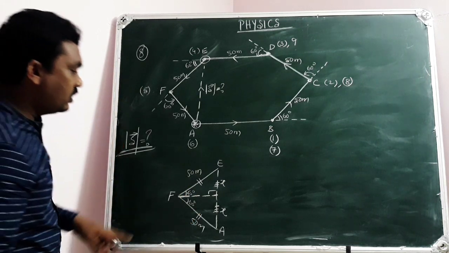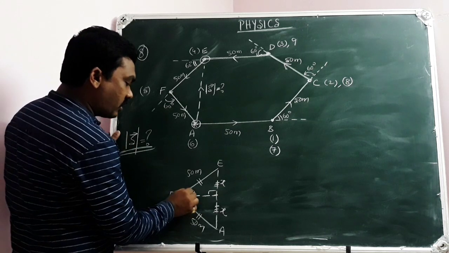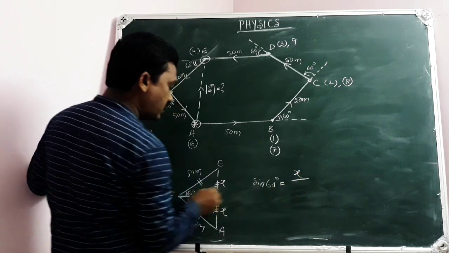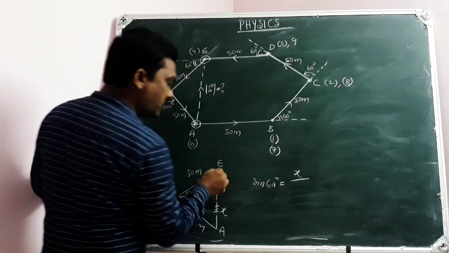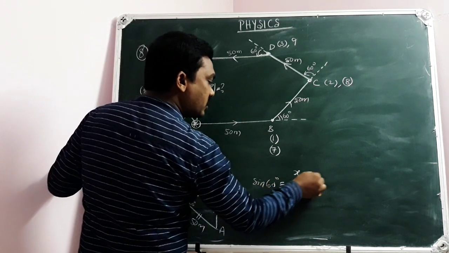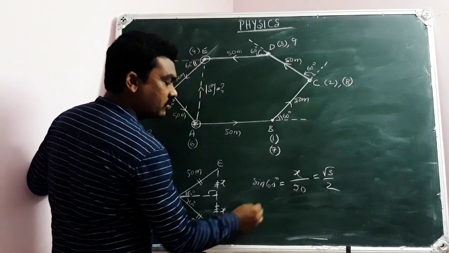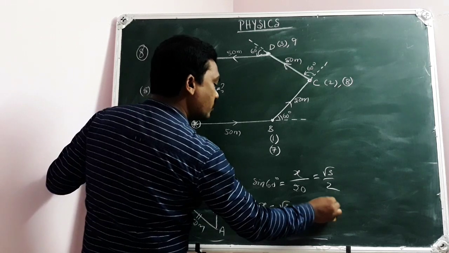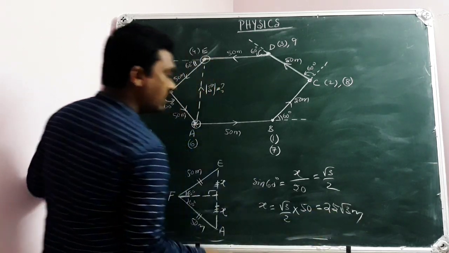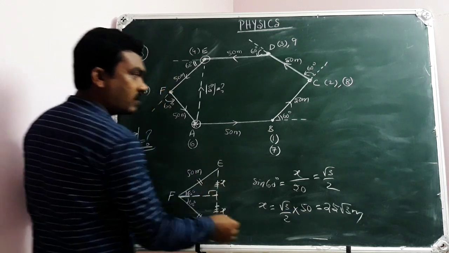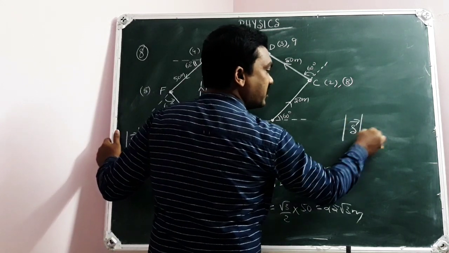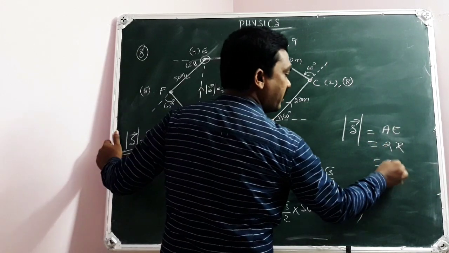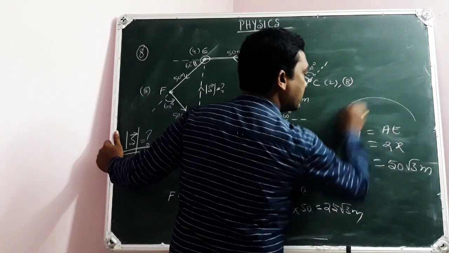That's it. So in this particular right angle triangle, I can say sine 60 degrees equals the opposite side X by the hypotenuse 50, which is equal to root 3 by 2. So X equals root 3 by 2 into 50, which is 25 root 3 meters. But the required displacement is from A to E, which is X plus X, 2X. So 2 times X means it will be 50 root 3 meters.